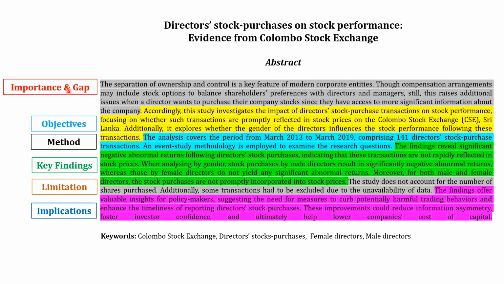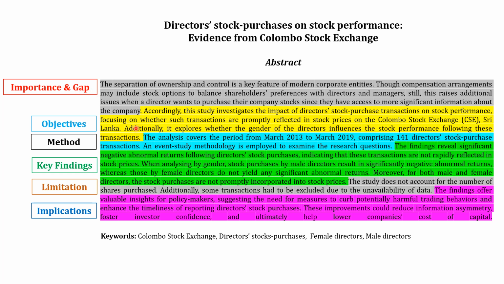The first thing you need to do when you write your abstract is emphasize the importance and the gap. According to this particular topic, in a very simple way, you know that companies have a director board. So when the directors are purchasing stocks, what will happen to the company's stock prices? That's what this research was all about. So we need to emphasize the importance of doing this research as well as the gap.